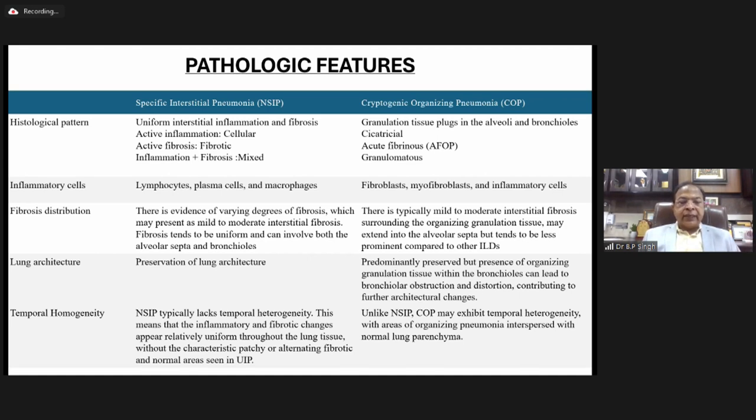The lung architecture preservation is there in NSIP. However, it is predominantly preserved in OP also, but the presence of organizing pneumonia within the bronchioles can lead to bronchiolar obstruction and distortion, contributing to further architectural changes many a time. In NSIP, there is temporal homogeneity, while in COP, it may exhibit temporal heterogeneity with areas of organizing pneumonia interspersed with normal lung parenchyma. This is the basic difference.